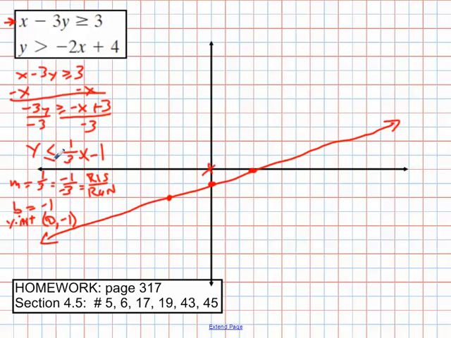And say, all right, well, I can go up here and say, you know what? If x is 0, that term goes away. If y is 0, that term goes away. And basically, the left side becomes 0. Is 0 greater than or equal to 3? It's not. 0 is not greater than 3. So this point doesn't make sense in our inequality. So we just shade the other side.